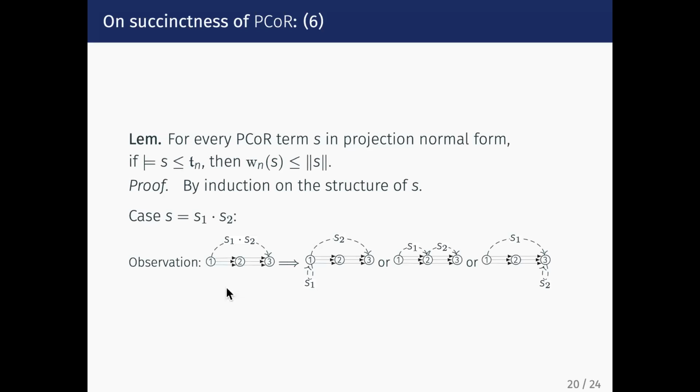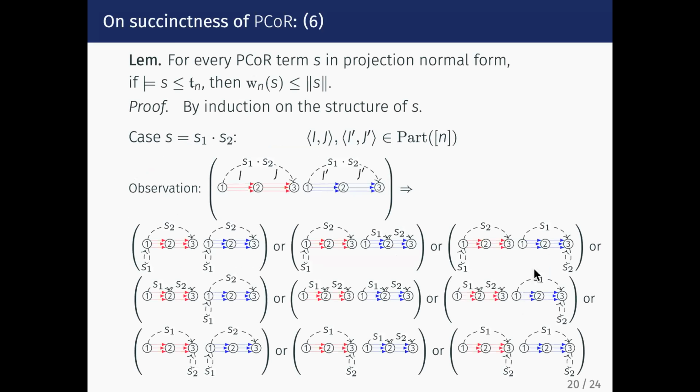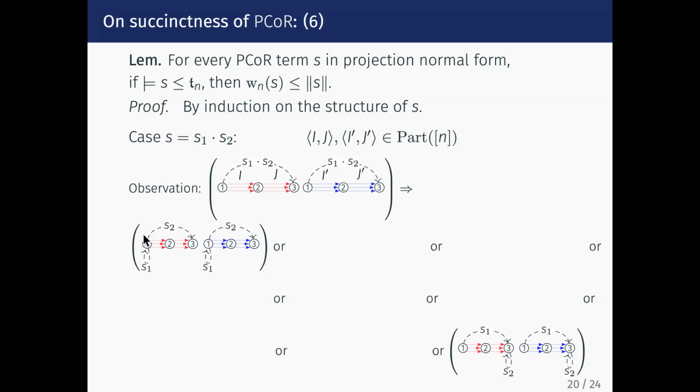Finally, we consider the case of concatenation. The case of concatenation is a bit non-trivial. First, note that if there is a path of S1, S2, then there exist three cases like this. Similarly, if there is a path of S1, S2 for distinct two versions, then there are 9 cases like this in the same way. But actually, this case and this case only occur.